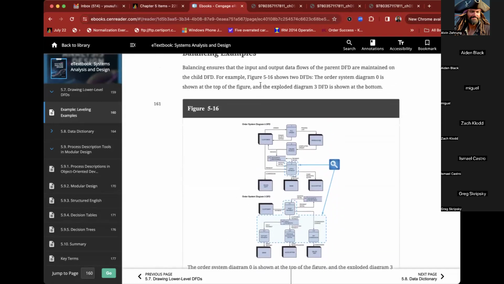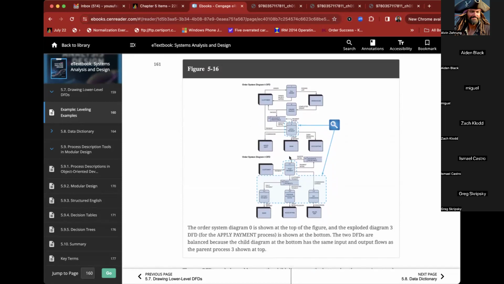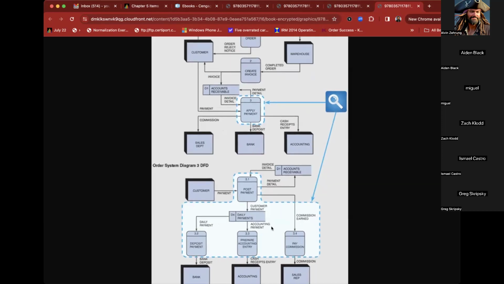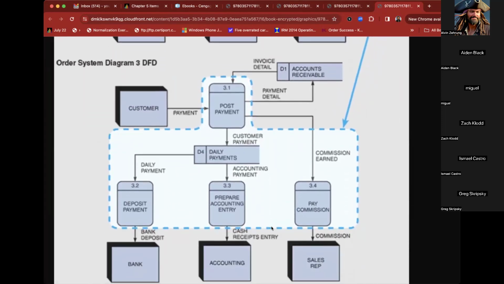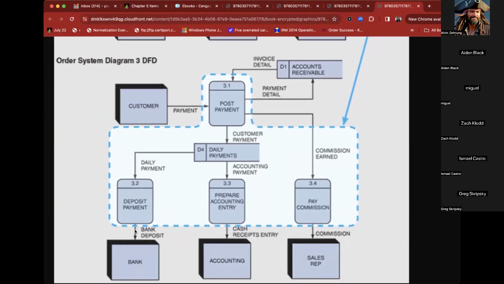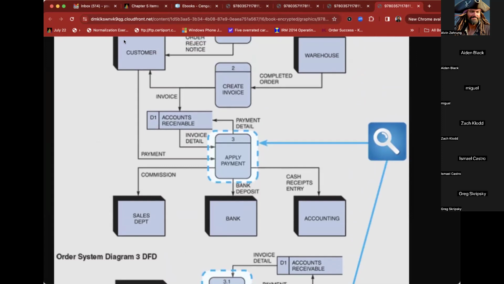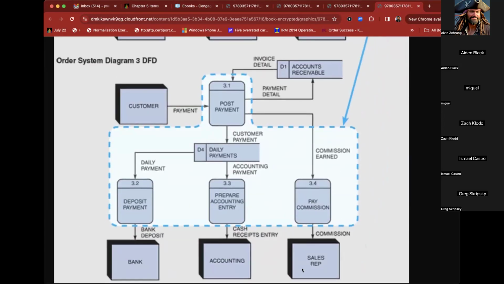Okay. Now have a look at this diagram. I'm going to open it in here. Okay. Now, remember we had 3 processes in the order fulfillment. We already looked at fill order. Now let's look at apply payment, the bottom one. Let me zoom in a little bit here. That itself is then divided further. How many external entities were working on apply payment? 4. We had customer, sales department, bank, and accounting. We still have 4 entities.